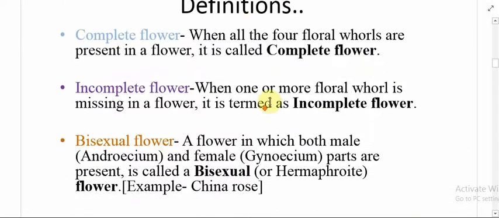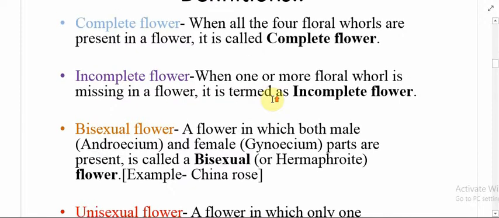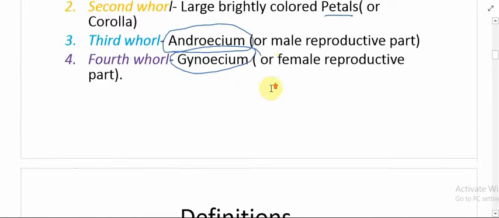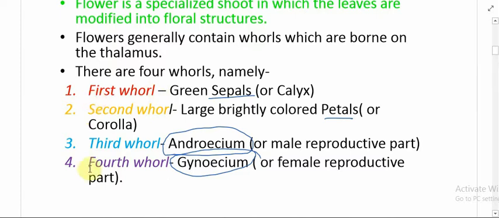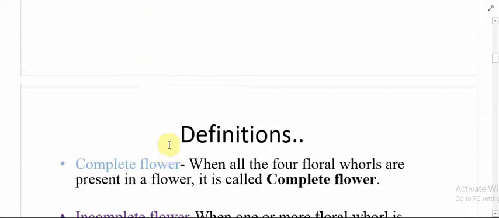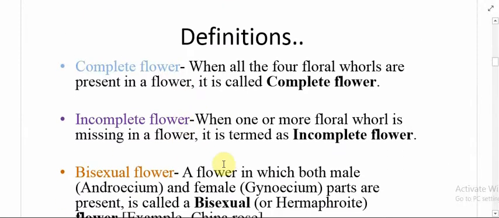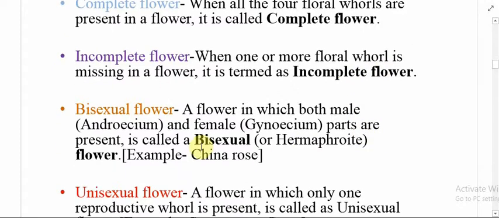Definitions, very key definitions which are very much important especially for class 9. Okay, so complete flower: when all the four floral whorls are present in a flower, it is called complete flower. And on the contrary, the flower which won't have all the four whorls is an incomplete flower. When one or more floral whorls is missing in a flower, it is termed as incomplete flower. Very easy.